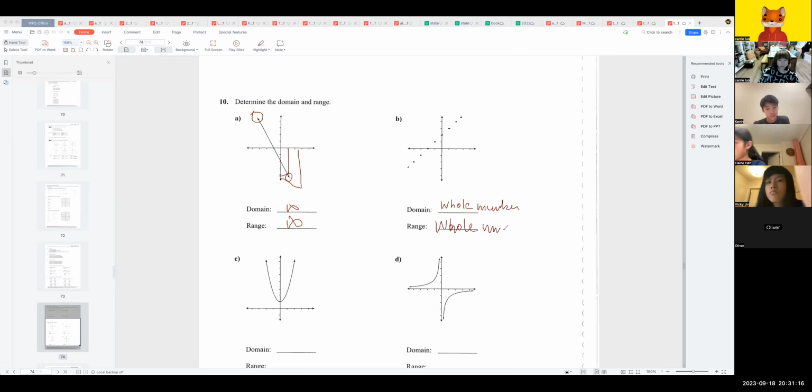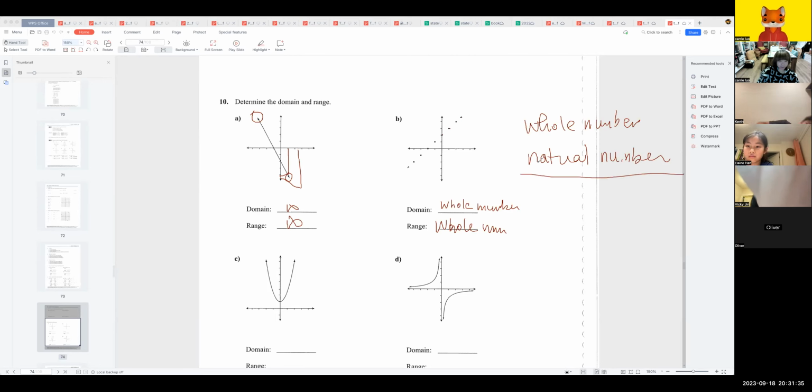Okay, quickly, I want to ask Vicky, what is the difference between a whole number and a natural number? What's a natural number? Natural numbers are the numbers you can count from the moment you're born. When you were little, your mom must have said one, two, one, two, right? 1, 2, 3, 4, 5, 6, 7, 8, 9, 10. These are all natural numbers.